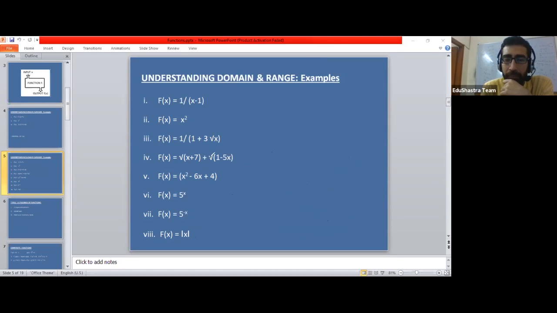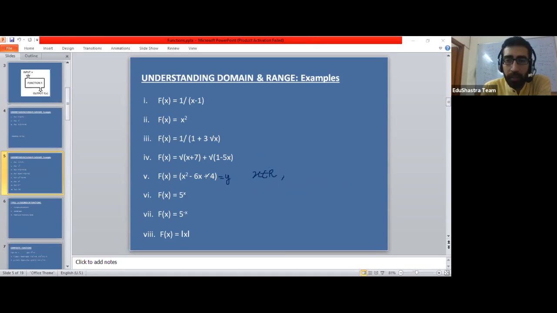And f(x) equal to x square minus 6x plus 4. Let me see the other answers. It is indeed minus 5 to infinity. Good. The domain of 5 is x belongs to all real numbers. x can take any real value. It's clearly not undefined for any value.